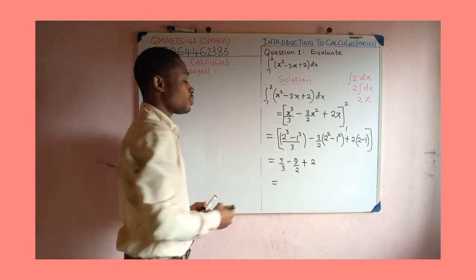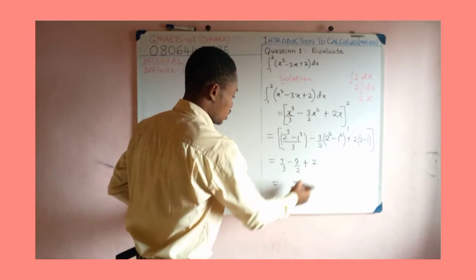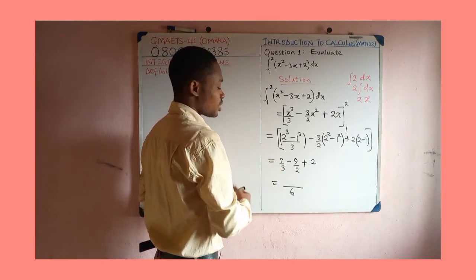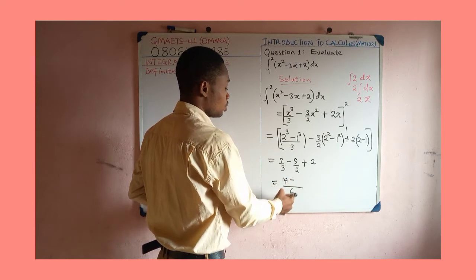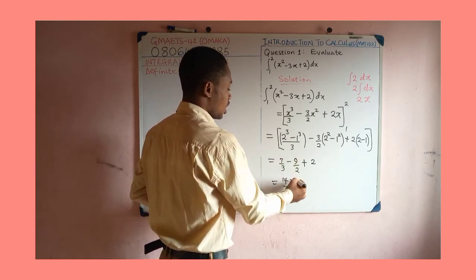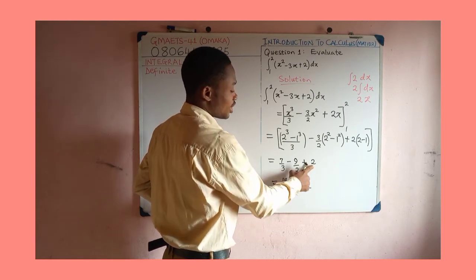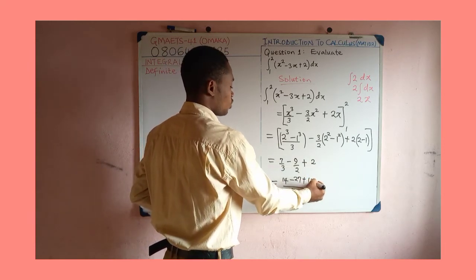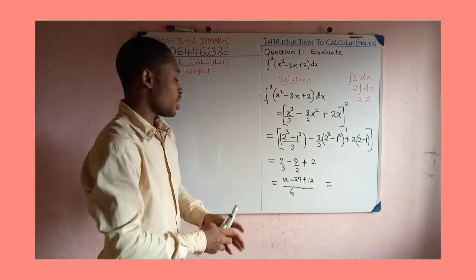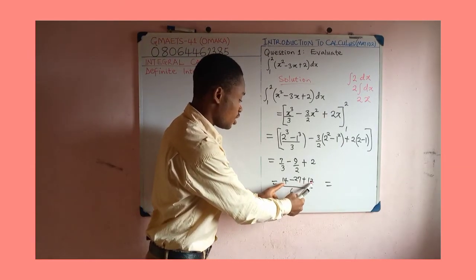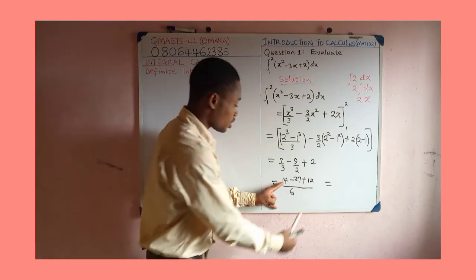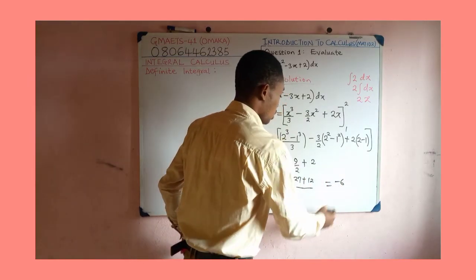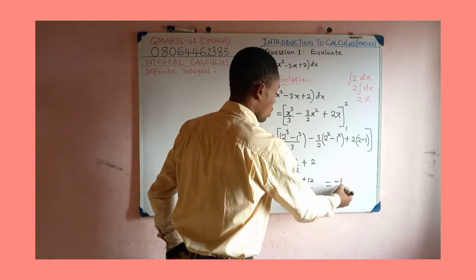We have this term to work out its LCM. The LCM of these terms is 6. So we're going to have 6 here. 6 divided by 3 will give us 2, times 7, which is 14. Then minus, 6 divided by 2 is 3, 3 times 9 will give us 27. Then plus, you know that this 2 is divided by 1. So it's going to be 6 divided by 1, which is 6, times 2. We have 12. Now let's work around that. 14 plus 12 is going to be 26. 26 minus this 27 will give us minus 1. So minus 1 over 6.